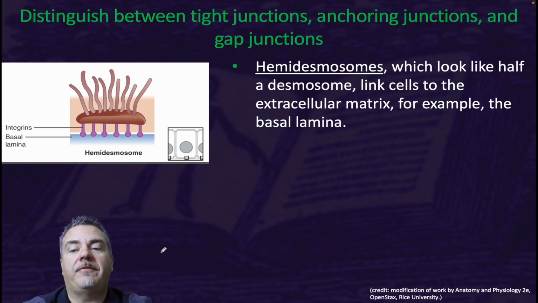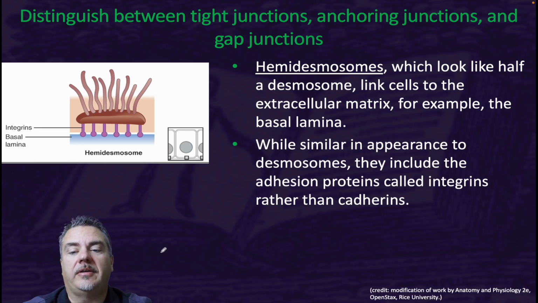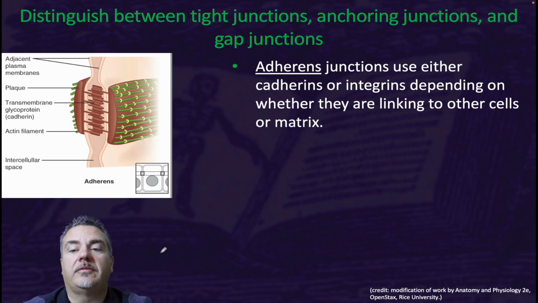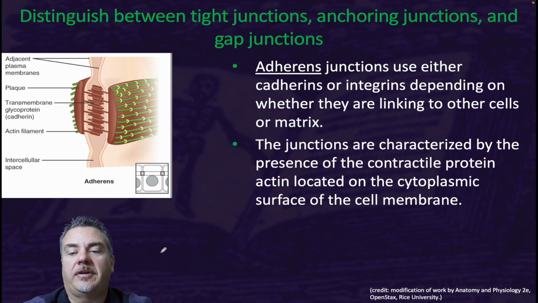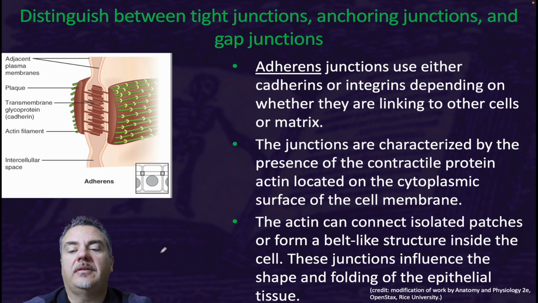Hemidesmosomes, which look like half a desmosome, link cells to the extracellular matrix, for example, the basal lamina. While similar in appearance to desmosomes, they include the adhesion proteins called integrins rather than cadherins. Adherens junctions use either cadherins or integrins, depending on whether they are linked to other cells or matrix. The junctions are characterized by the presence of the contractile protein actin located on the cytoplasmic surface of the cell membrane. The actin can connect isolated patches or form a belt-like structure inside the cell. These junctions influence the shape and folding of the epithelial tissue.